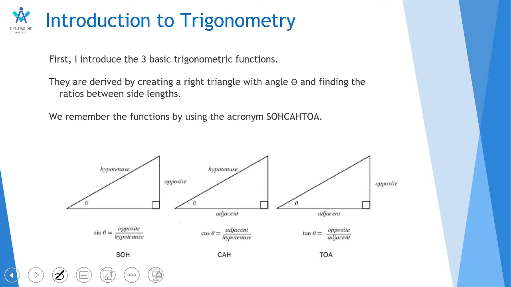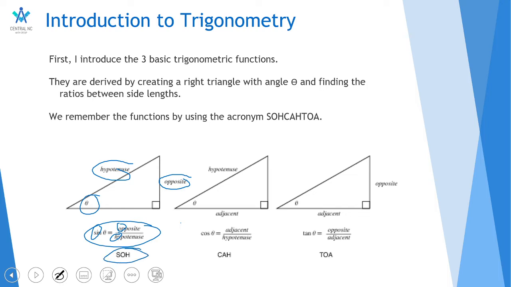Let me get my pen. This is blue pen. So, as we can see here, we'll try to first find what sine is. If we have a right triangle with angle theta, sine is the ratio of the opposite leg divided by the hypotenuse. As we can see here, the first letters of each, S, O, and H, make SOH.